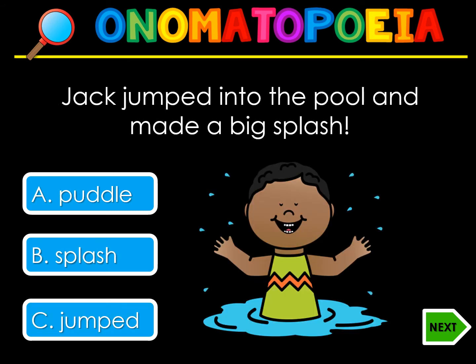Jack jumped into a pool and made a big splash. Is it A, puddle, B, splash, or C, jumped? Did you get B, splash?